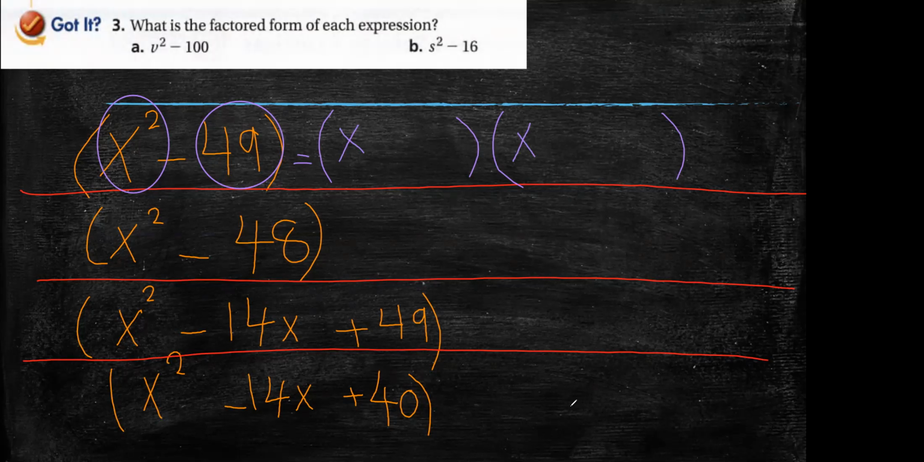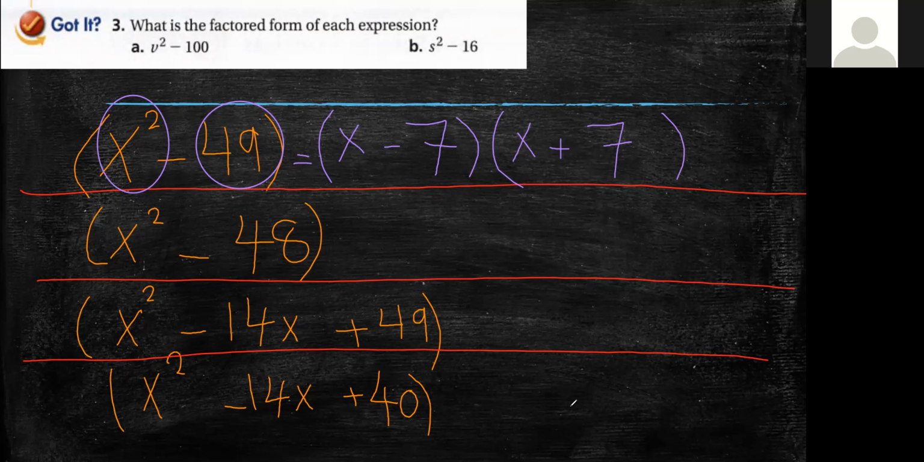You told me it is a perfect square, is it right? What is the number that I multiply by itself to get 49? 7. One 7 here and one 7 here. And since it is a difference of two squares, one is minus here and one is plus here. Yes.